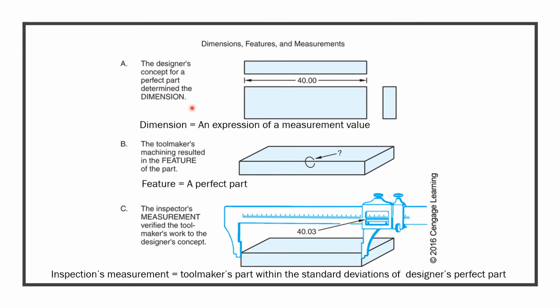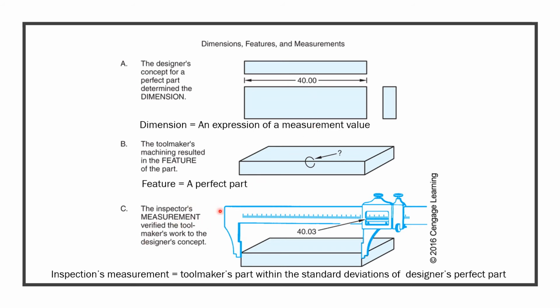Designer is nothing but who is making the part, the concept for a perfect part. Just a pretty big word. We're just talking about a perfect part, and we call that dimension. Let's say this is 40 units from here all the way to here. So a perfect part is going to give you the exact 40 units from here all the way to here. Another common word, toolmakers: machining resulted in the feature of the part. Feature, another term, is just a perfect part that is showing the exact value of what has been measured.